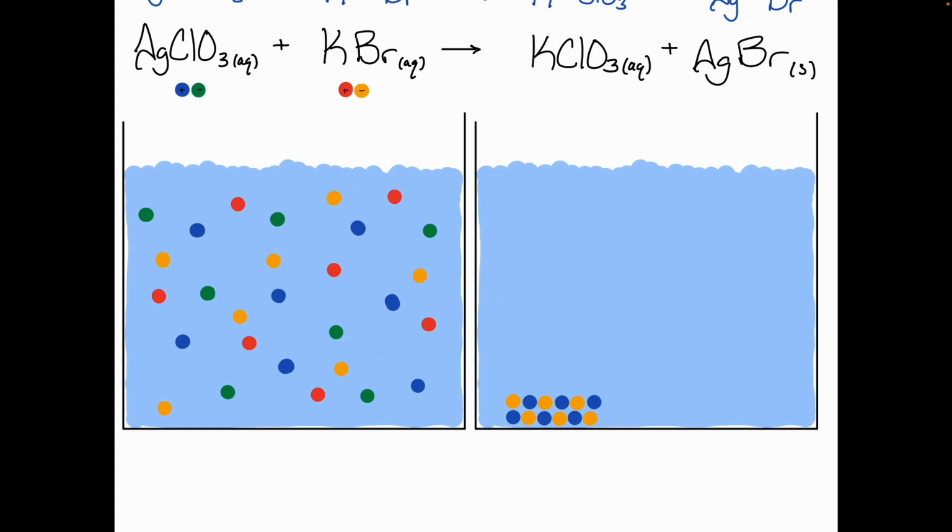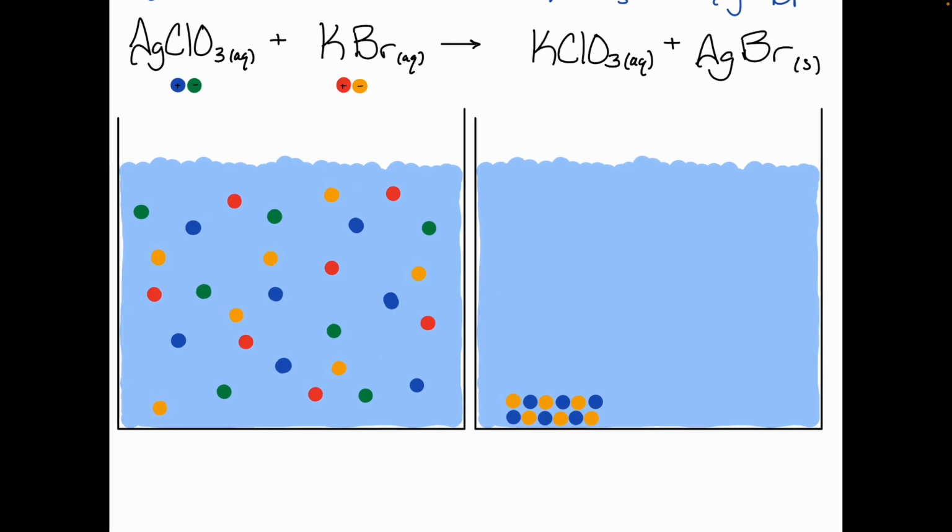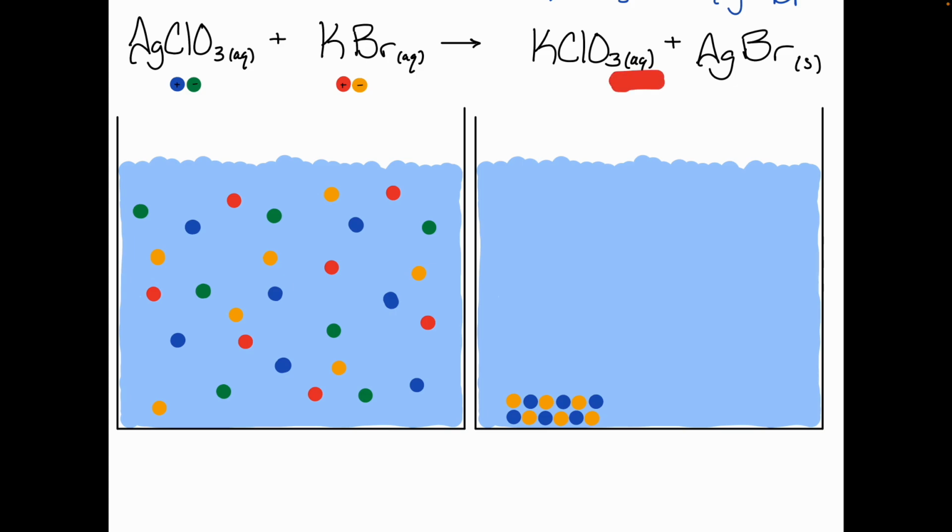When a silver ion finds a bromide ion, they're going to reform that ionic bond. This is not a soluble ionic compound, and so we're going to get this repeating array of positive and negative charges. What about my potassium ions and my chlorate ions? Are they going to be stuck together? No, because this is still an aqueous compound here, which means that I still have my potassium ions and my chlorate ions floating around independently of one another.